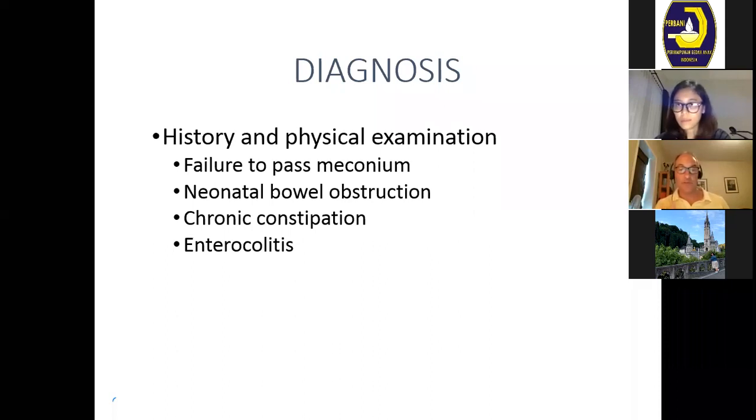And some of them will present primarily with enterocolitis. And these kids will develop all of the signs of enterocolitis, including diarrhea. And sometimes that makes it difficult to suspect Hirschsprung's because we don't think of children with Hirschsprung's having diarrhea. So you have to keep that in the back of your mind.